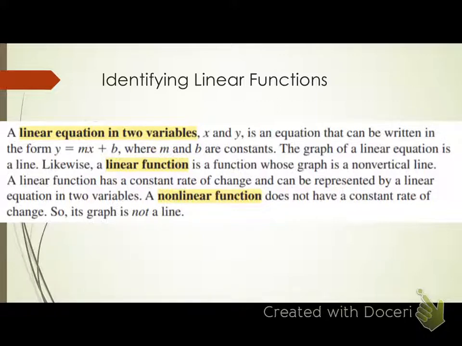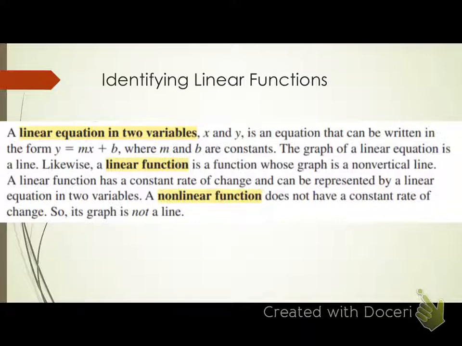A linear function has a constant rate of change and can be represented by a linear equation in two variables. A non-linear function does not have a constant rate of change, so its graph is not a line. So if I have a graph and it's a line, it's linear. If I have a graph and it's like a curve, it's not a line, is it? So that'd be called non-linear. Does that make sense? This means yes. This means no. If the graph is a line, it's linear. If a graph is not a line, like a curve or something, it's non-linear. Does that make sense? Okay, perfect.